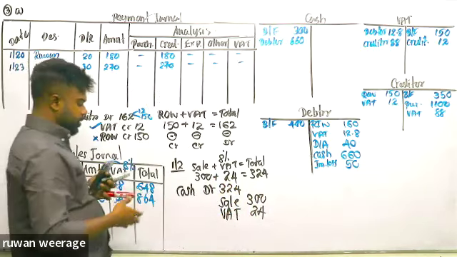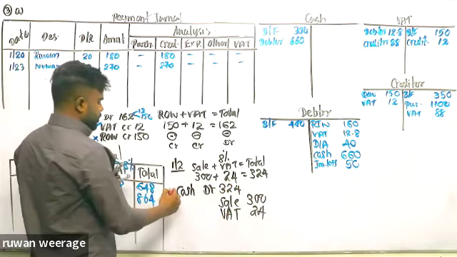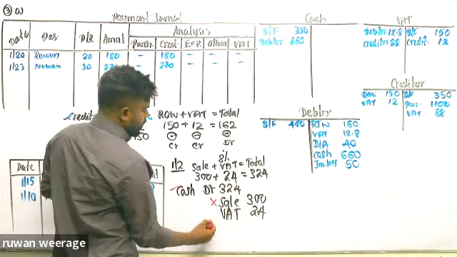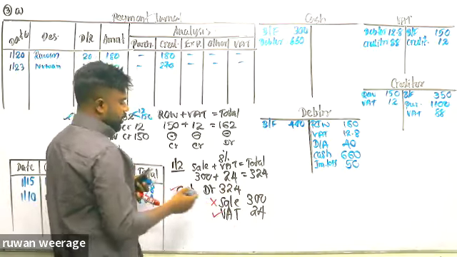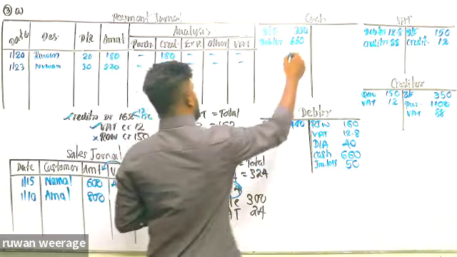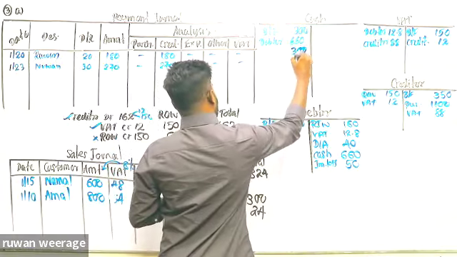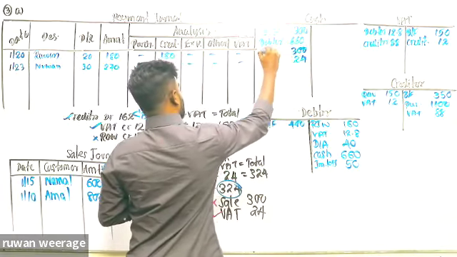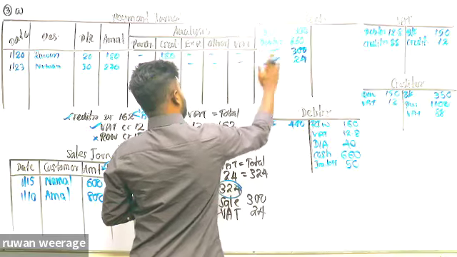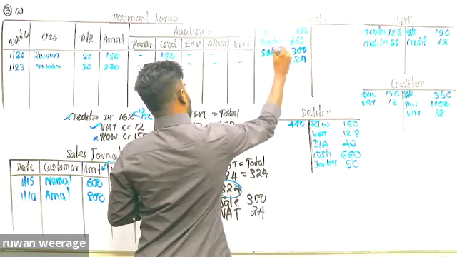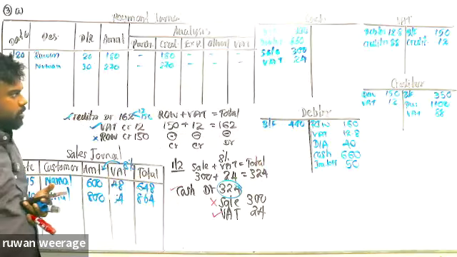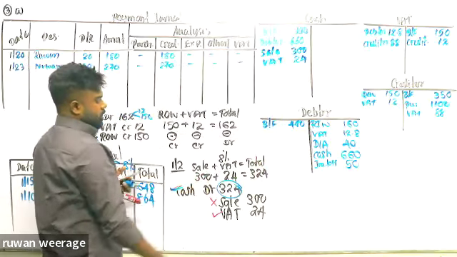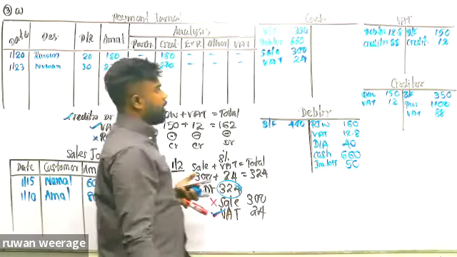Cash accounts, yes. Sales accounts, no. VAT account, yes. But this debit entry you have to separately debit. This is sales. This is VAT. Credit entry, VAT account credit 24.